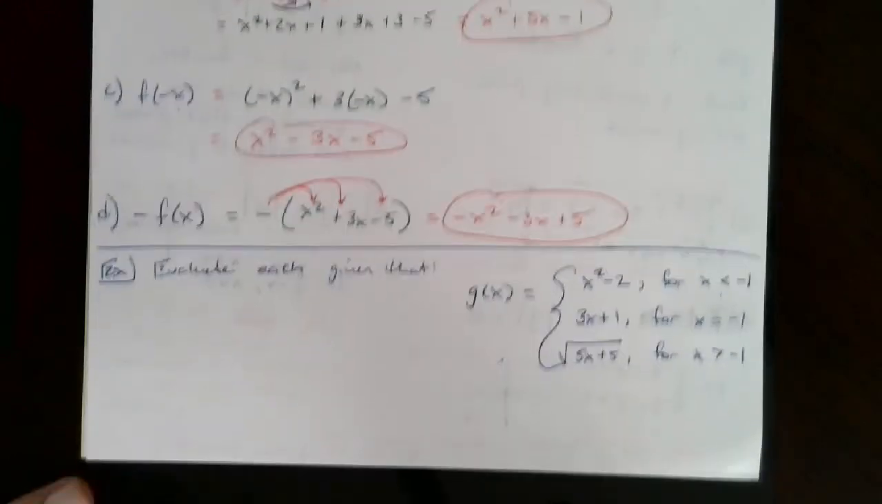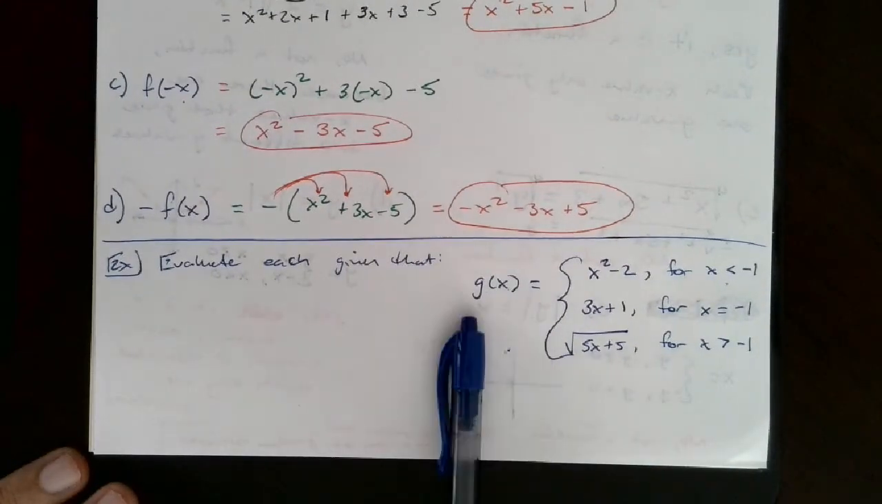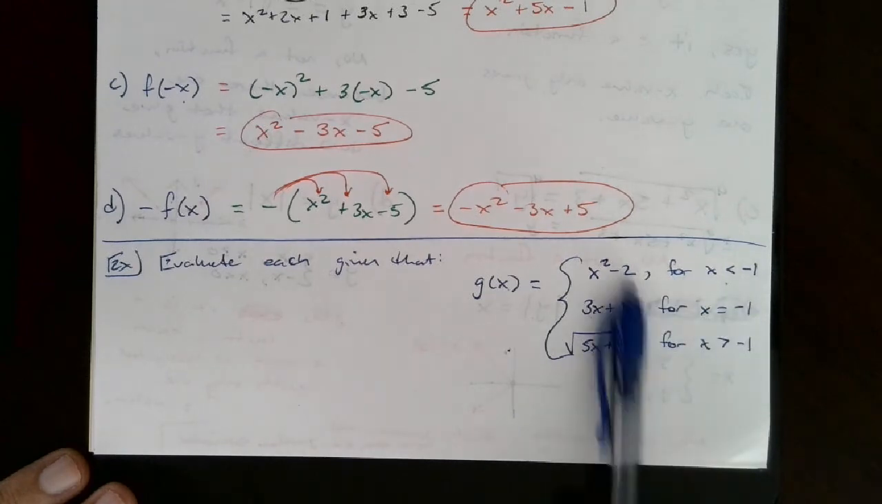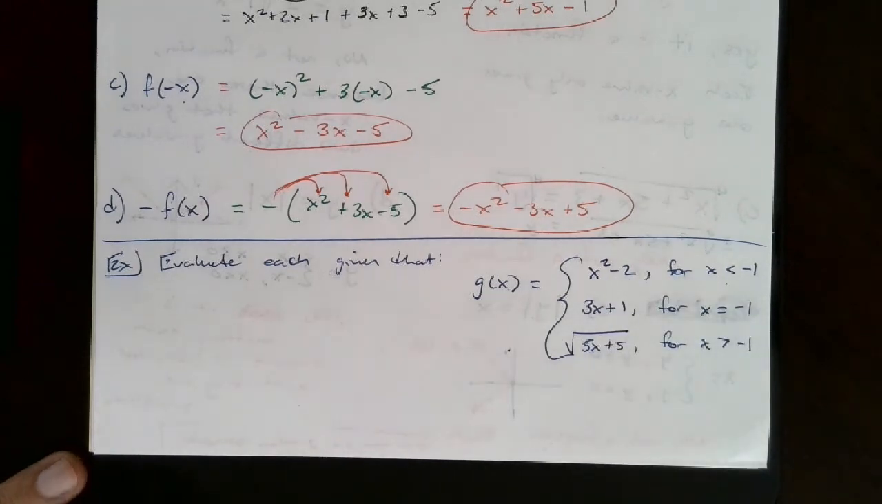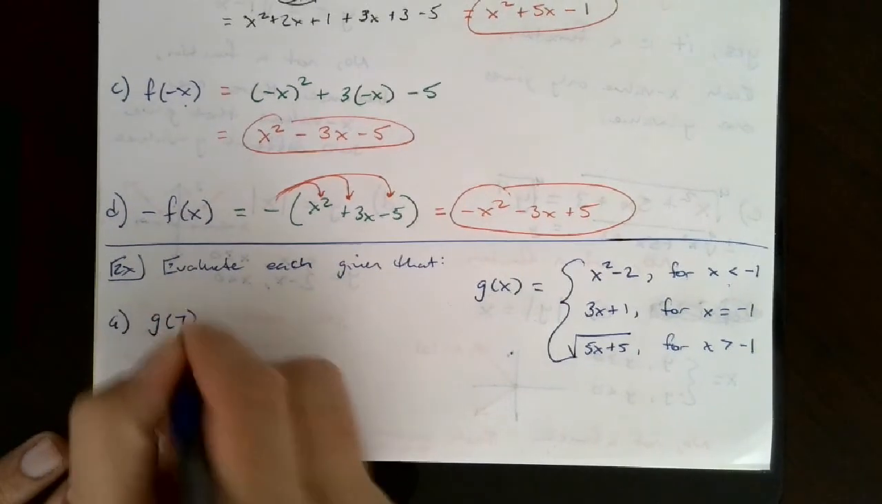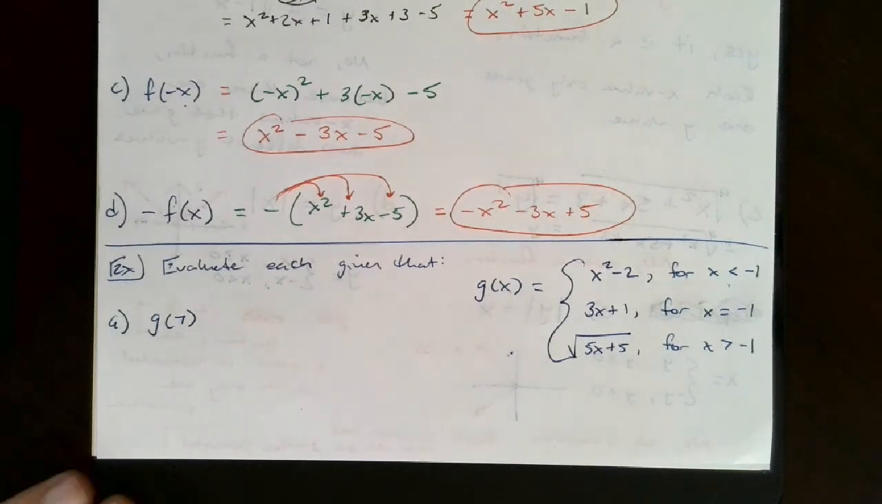So the way piecewise functions work is that if I give you this piecewise function, depending on the x value I'm using, it takes on a different equation. So let's see if we look at this one here. So if I call this one g of 7, what does that mean to do?